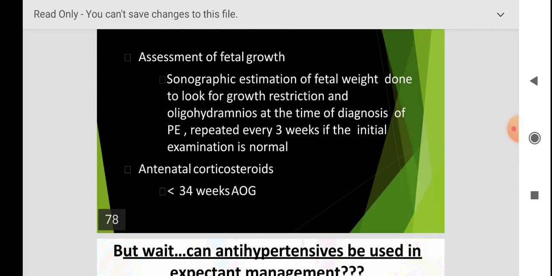Once the patient comes to you, you have to get the baseline investigations done, and depending on the baseline investigations, you can designate her as severe and non-severe. At the time of first scan, you have to look for the IUGR and oligohydramnios. If it's normal, you can ask her to repeat the scan after 3 weeks.